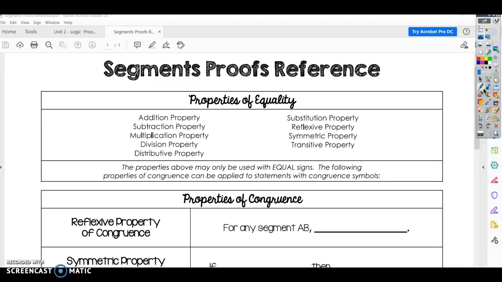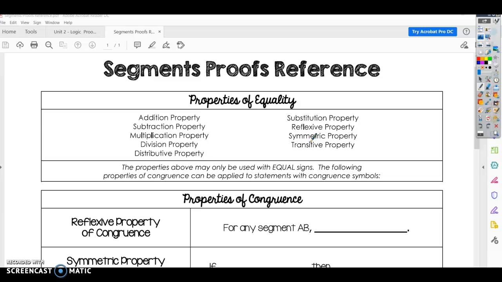All right, guys, we've talked about all the properties of equality, and now we're going to use those properties to talk about properties of congruence. So if you look here at the top, you will see these are the properties that you should have seen before, and those are your properties of equality, meaning equal. There, you've got an equal sign in the equation.